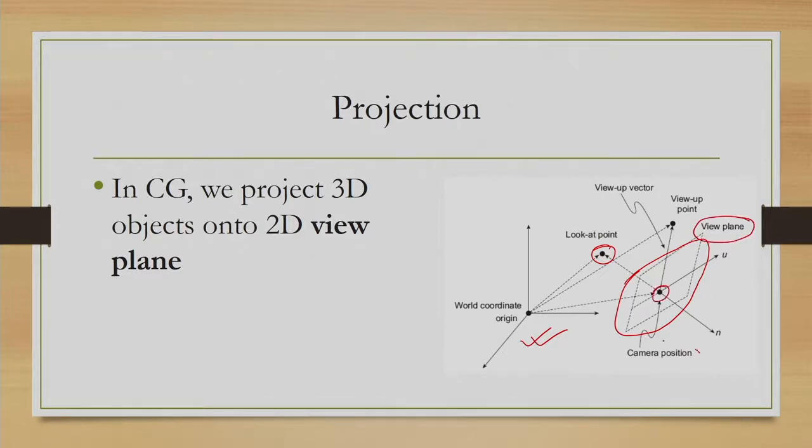This is the camera position, this is the view up point. All these concepts we already discussed in the previous lecture, and along with that the view up vector also. So, this view coordinate system is defined by these three principal axes n, u and v. So, essentially what we are doing, we are projecting the 3D objects onto the 2D view plane.